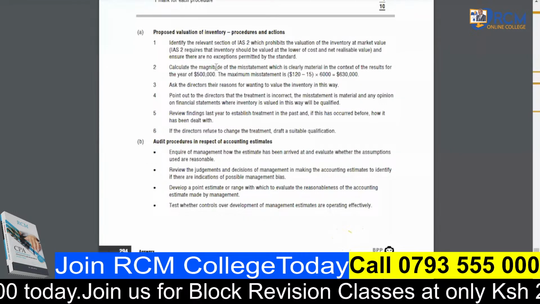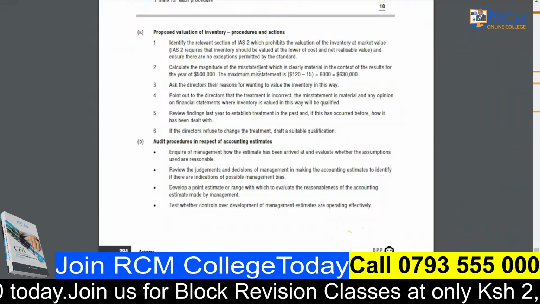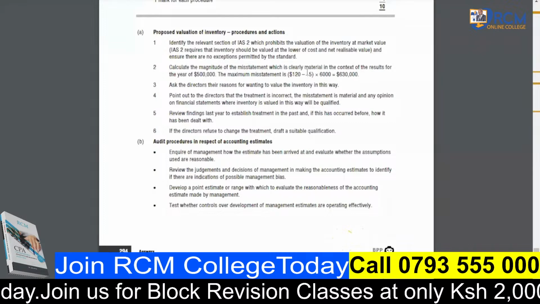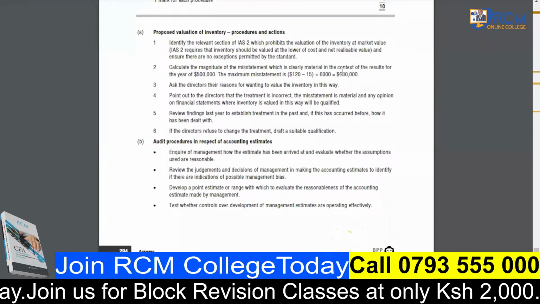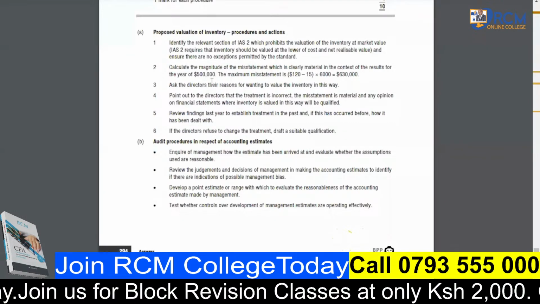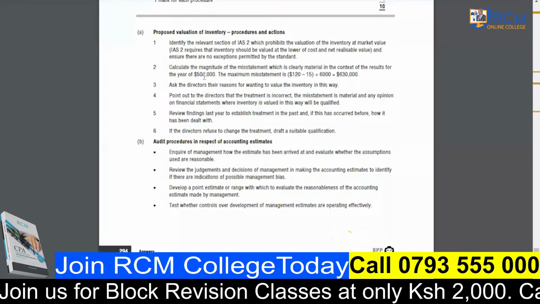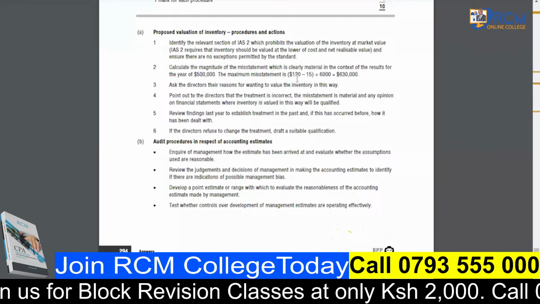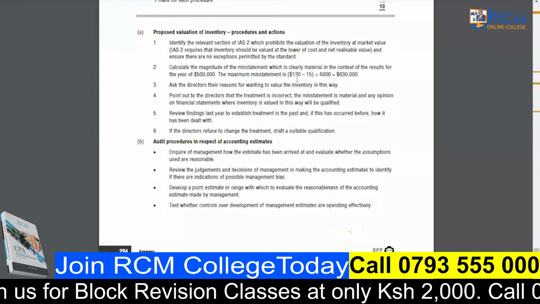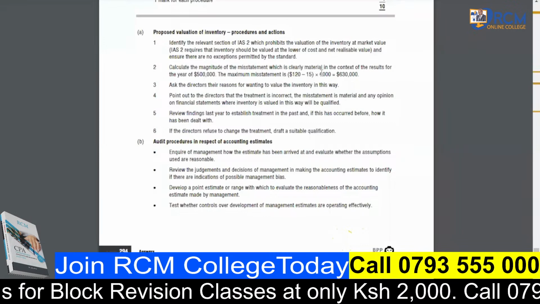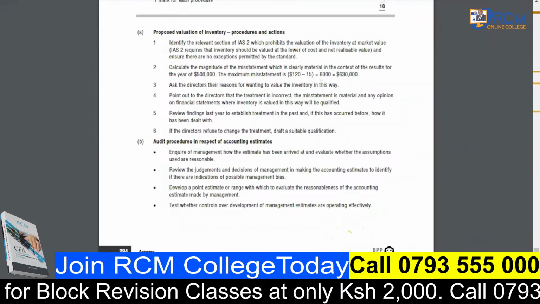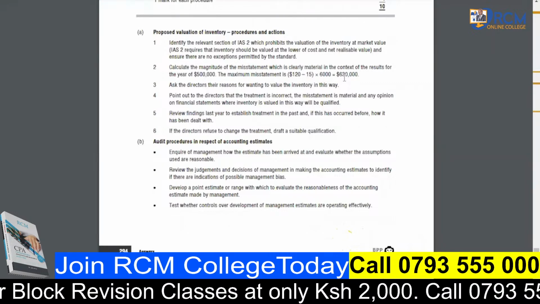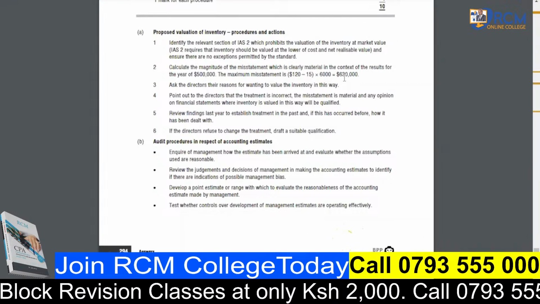Number 2, calculate the magnitude of the misstatement, which is clearly material in the context of the results of the year, which is $500,000, right? Remember, this thing is worth 15, and they want us to revalue it at 120. So that difference times the 6,000 barrels is 630,000. This is quite a huge figure if you look at the profits that we have.